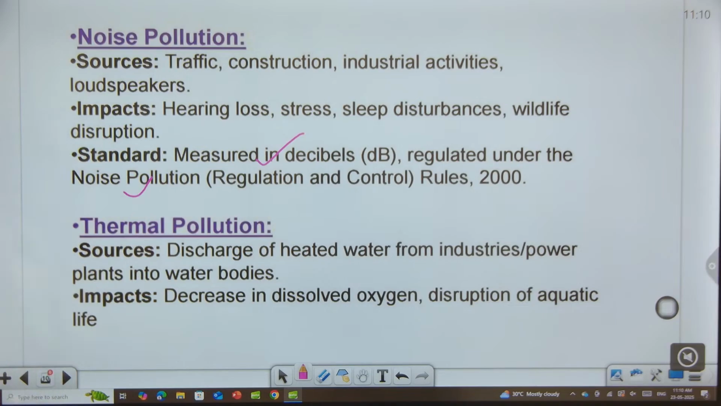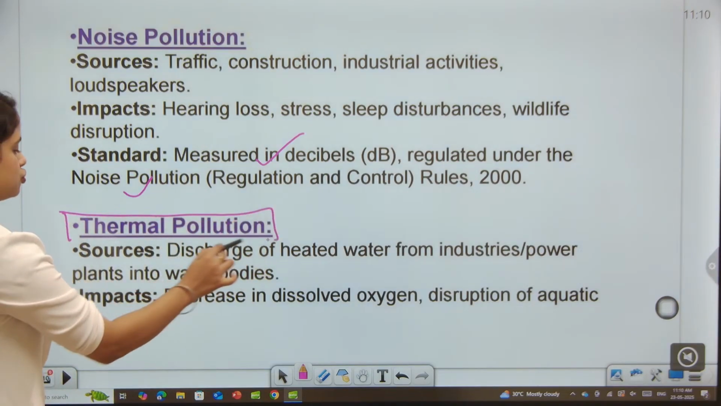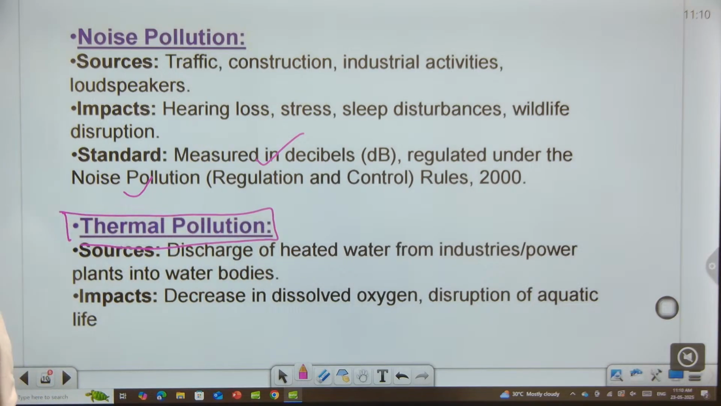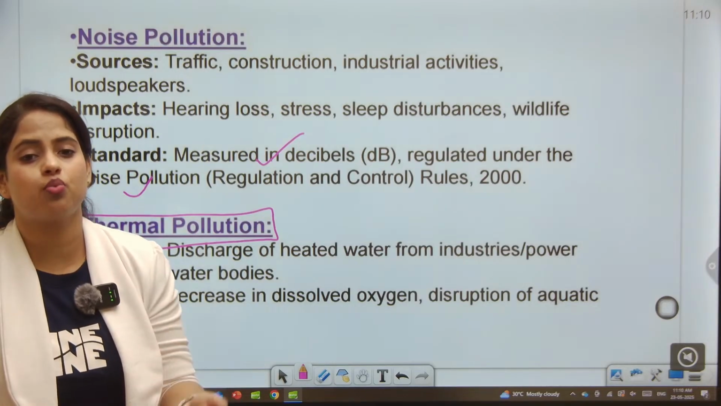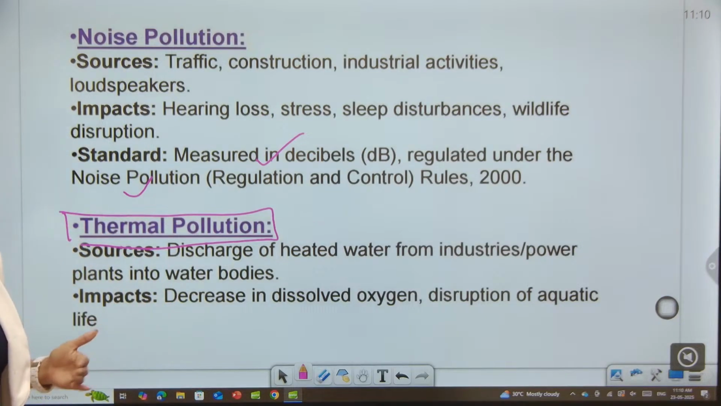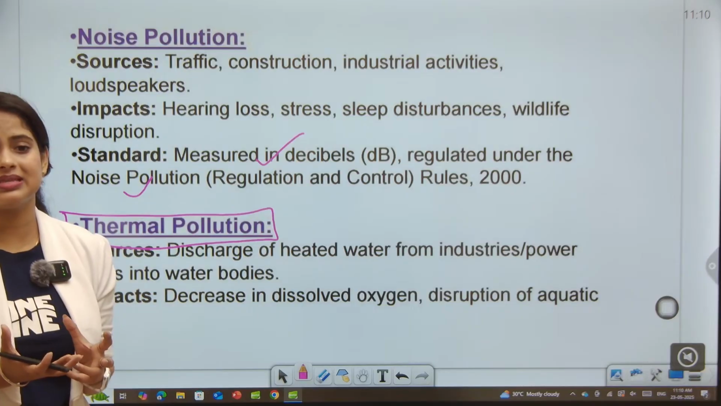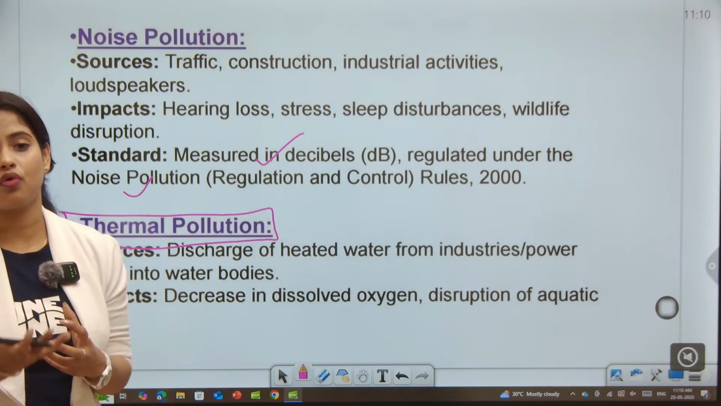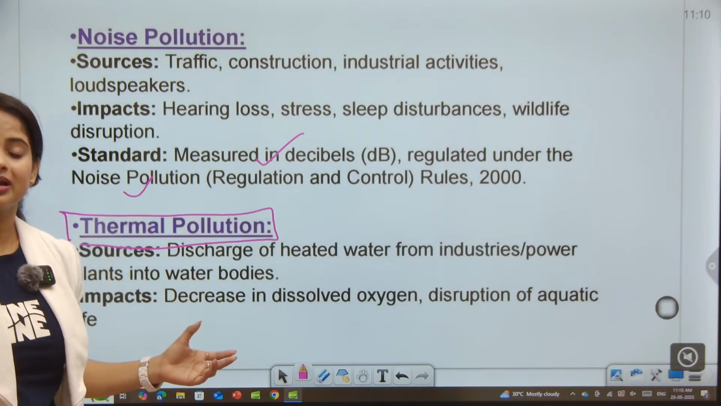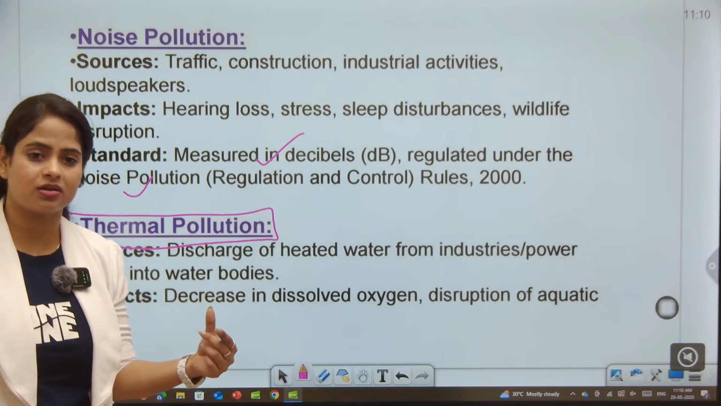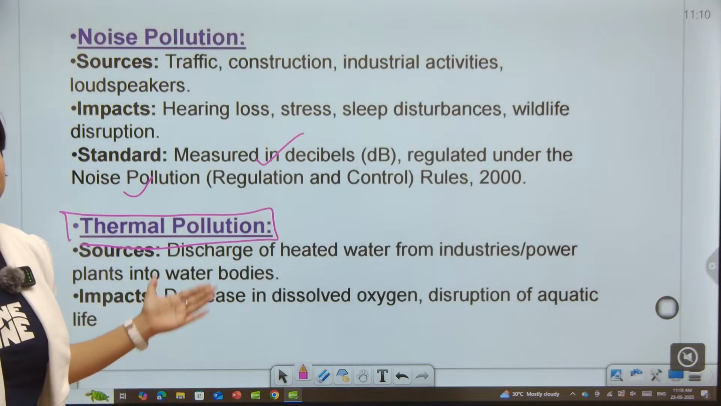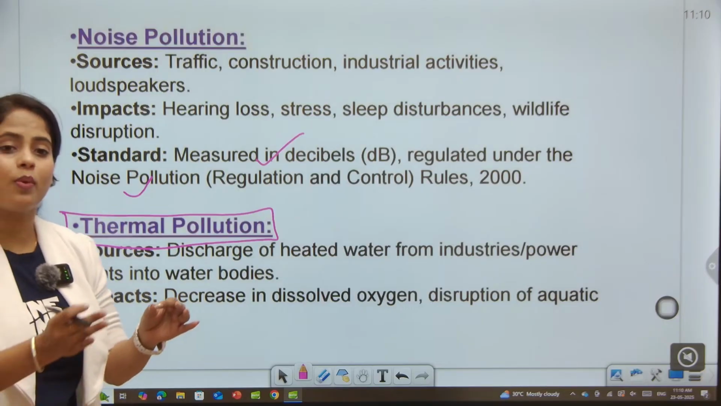Again about thermal pollution. What is thermal pollution? Guys, the discharge of heated water from industries. Thermal itself, what does it mean? Therm means hot or heated. That means the discharge of heated water from industries, such as power plants, into water bodies.